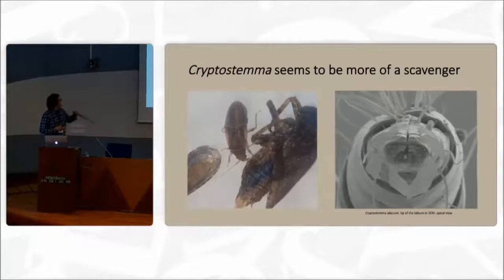Yeah, this is Cryptostemma feeding on a dead grasshopper. Of course, it didn't hunt it itself because that would make it an apex predator, which it surely is not. And even the rostrum itself is very, very strange. As you can see, there is a cavity in here that is full of various olfactory sensilla, which probably enable Cryptostemma to look for the dead insects to feed on.